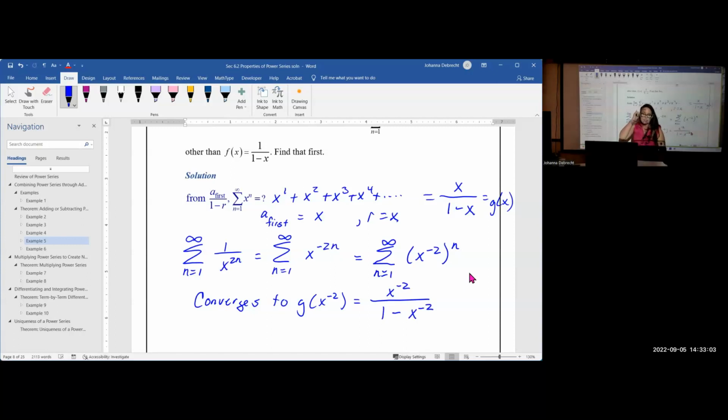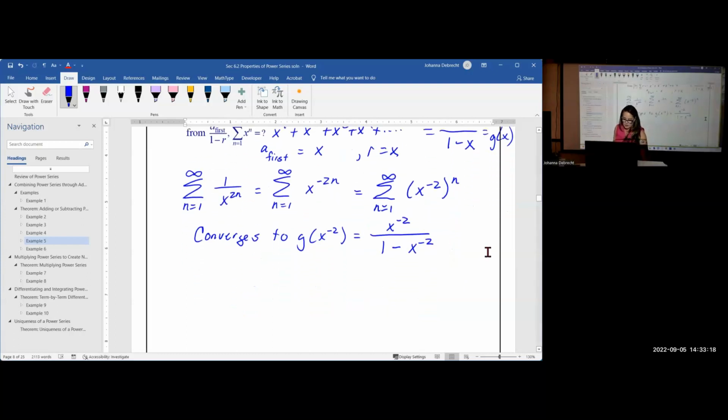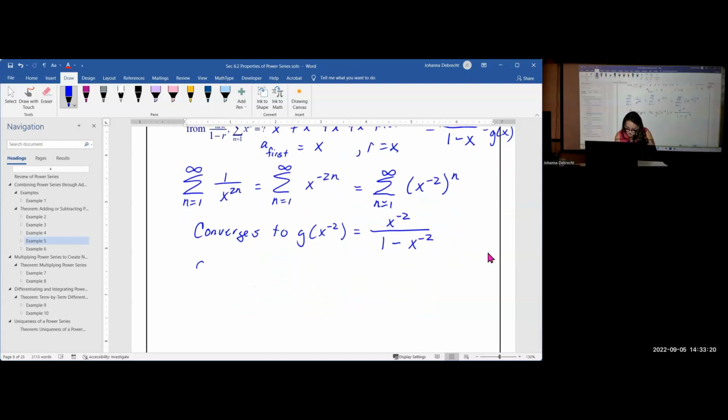Now, if we're looking at this and we want to work this out and get rid of those negative exponents, which we definitely want to do, we may want to re-represent this without the negative exponents. In other words, drop those to their denominators and change the power to positive 2. So this g of x to the negative 2 can be thought of as g of 1 over x squared, which becomes 1 over x squared over 1 minus 1 over x squared. Now that's a complex fraction, which we don't like to leave.